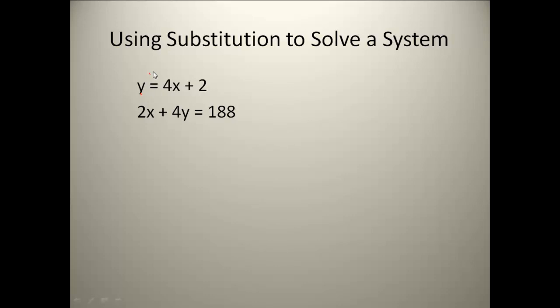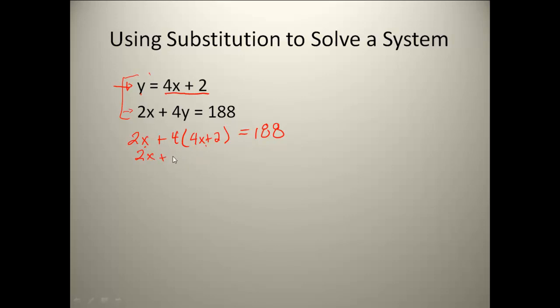Now some of them are going to be very simple, and what we always need to do is we always need to get a variable completely by itself. In this case, our top equation already has y completely isolated, so we don't have to do any rearranging or moving around. All I'm going to do is take any place I see a y in my second equation, and replace it with 4x plus 2. So I would have 2x plus 4, and then instead of y, I'm going to put in there that 4x plus 2. Now I have an expression that I can solve because I only have one variable. I only have x's in there.